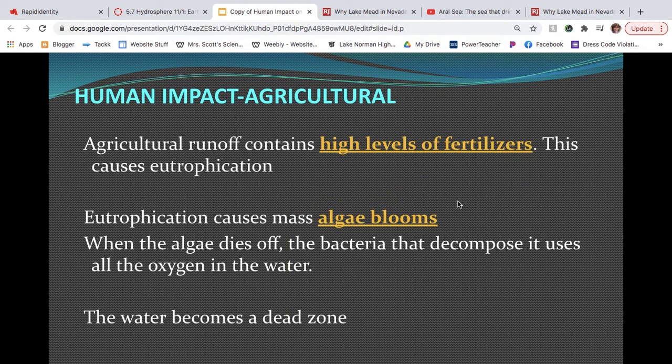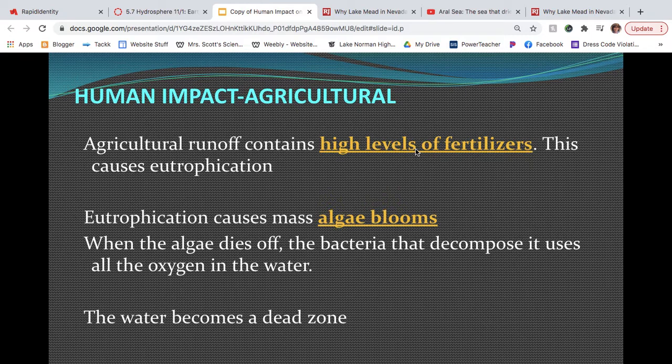And our last impact, again, this is something that we talked about on Friday, agriculture. The main impact agriculture has on water is something called eutrophication. With this E word right here, eutrophication. Eutrophication is caused by fertilizers, which contain which water quality indicator? Nitrates. Very good. Nitrates cause eutrophication.